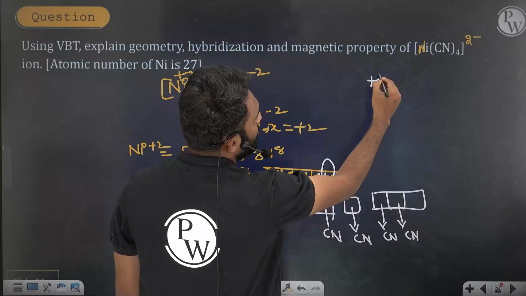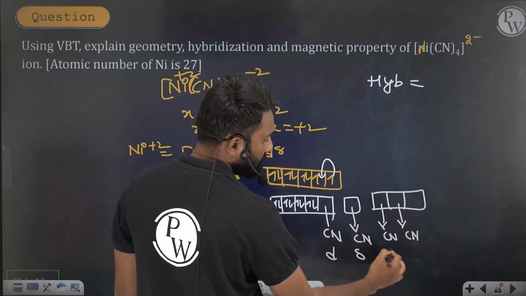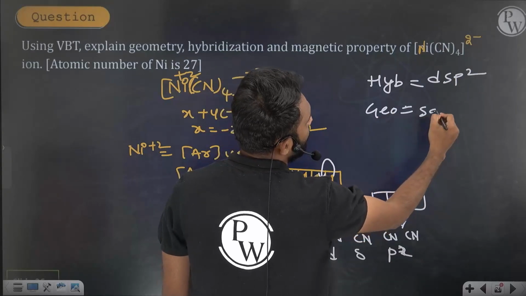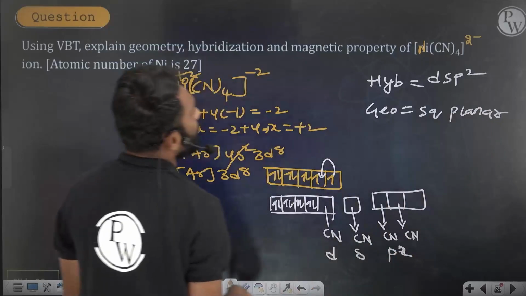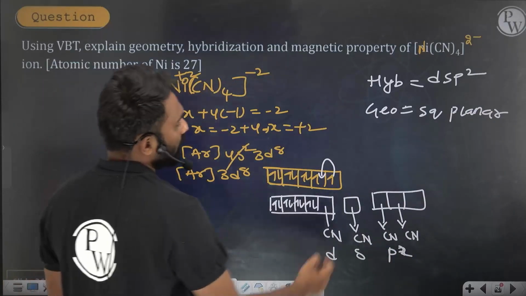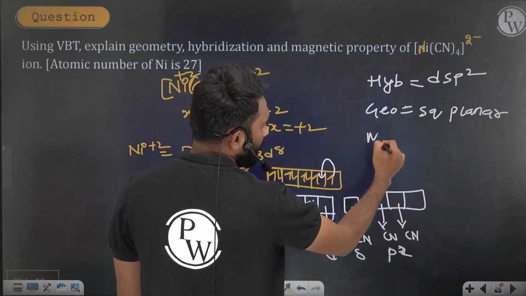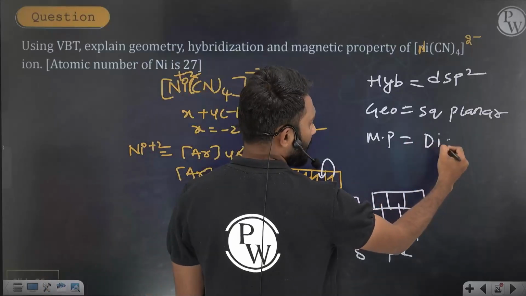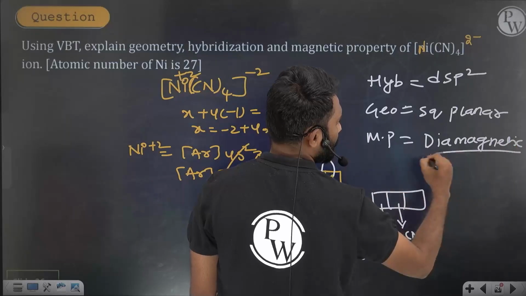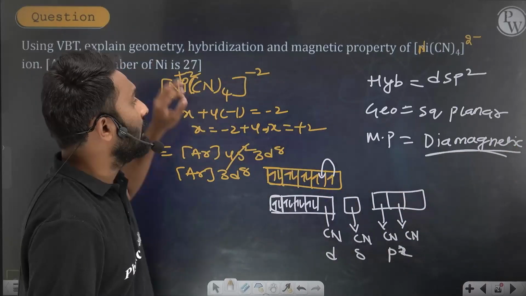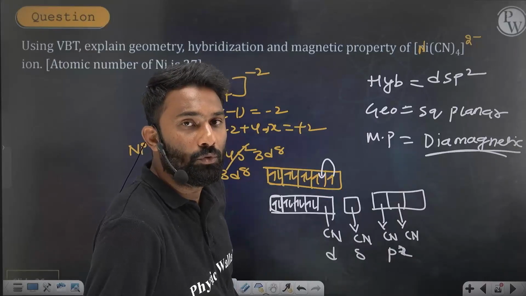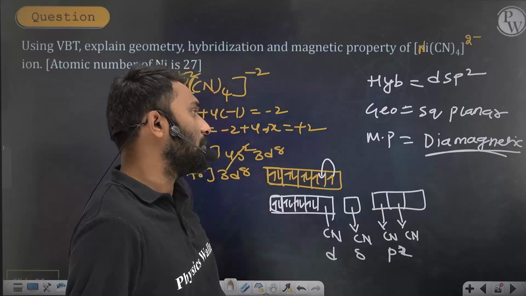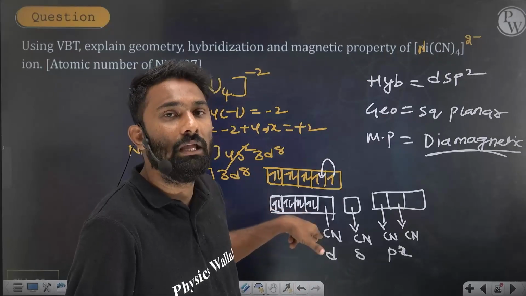Now the hybridization is dsp2. The geometry is square planar. Next they are asking about the magnetic property: is it diamagnetic or paramagnetic? Is there any unpaired electron? There are no unpaired electrons, therefore this is diamagnetic. So for the tetracyanonickelate 2 ion, the hybridization is dsp2, geometry is square planar, and magnetic property is diamagnetic, because there are no unpaired electrons. Clear?